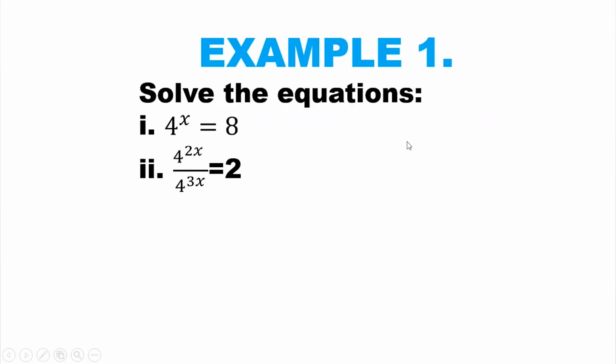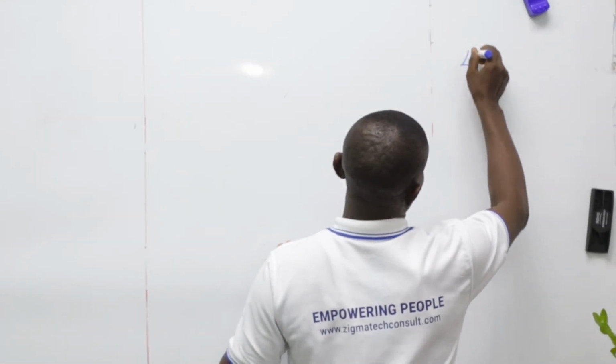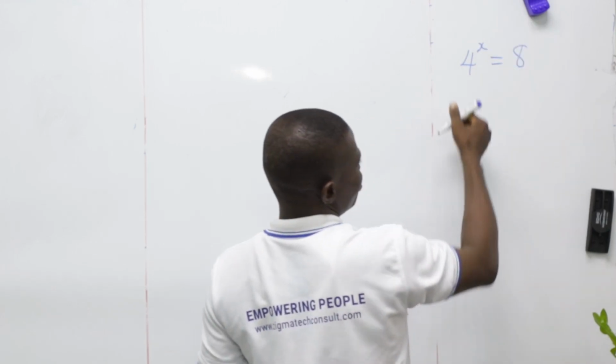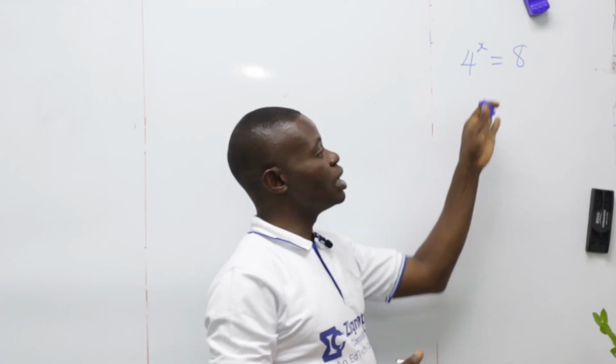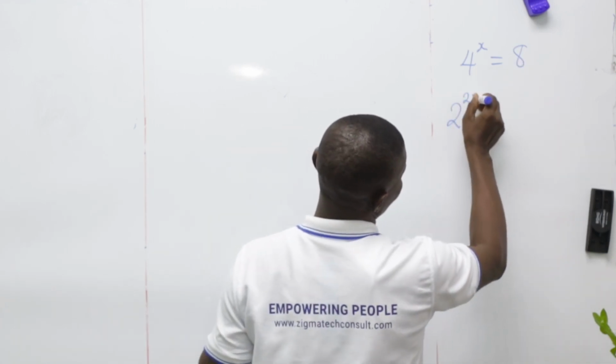Sample work number one, this is just the simplest one you can ever think of. Now you have 4 power x equal to 8. We're looking for the value of x. This one is very straightforward. 4 is not a prime number, 8 is not a prime number. You make them prime by index.